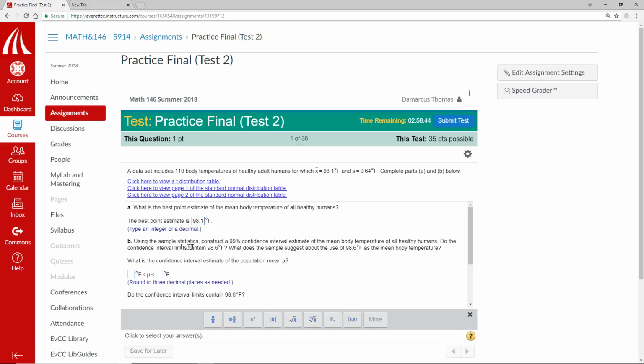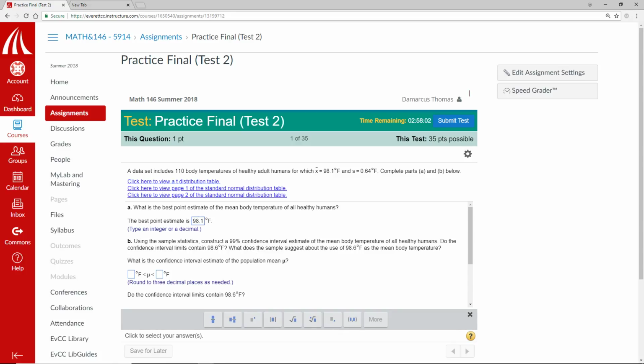It says B, using the sample statistic, construct a 99% confidence interval estimate of the mean body temperature of all healthy humans. Do the confidence interval limits contain 98.6? What does the sample suggest about the use of 98.6 as the mean body temperature? Okay. And then they want us to put the confidence interval in this form. So basically, I need to construct a confidence interval, and the confidence level is 99%.